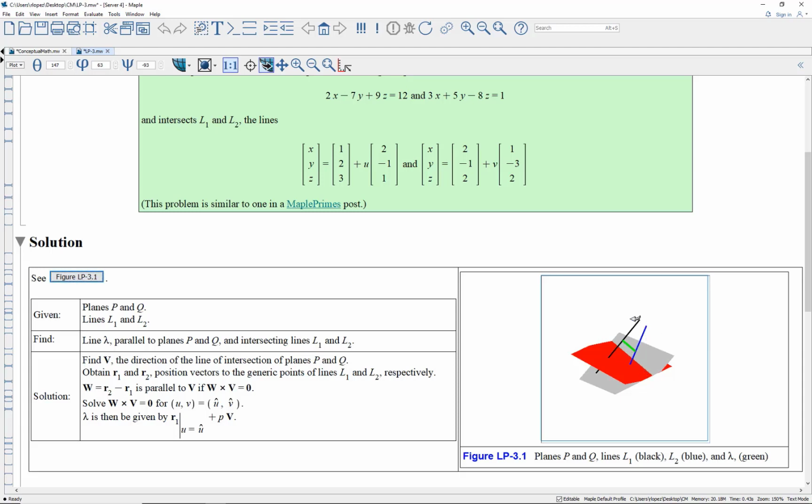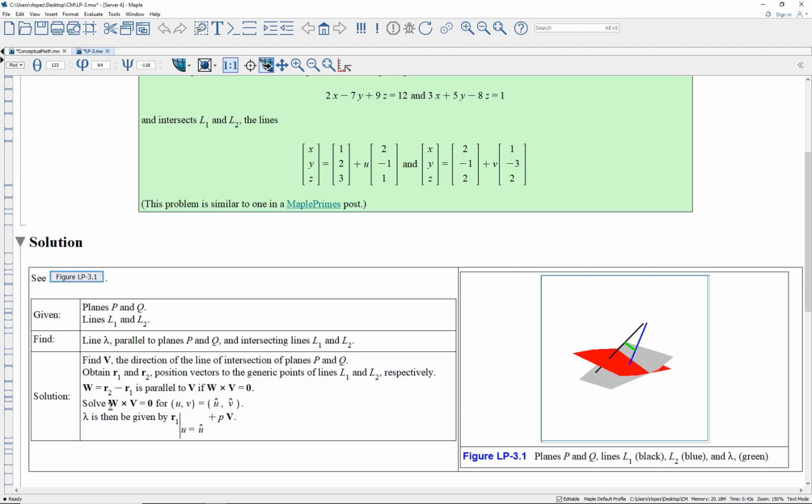Now here are the two given lines, and we have to have an intersection with both these lines. So if we could get the general point here and the general point here, we could figure out intersections. Let's see how we do that. We'll call V the direction for the line. Get position vectors to these two points, generic points on the two given lines L. The difference is a vector W, and we can make that vector W parallel to the line of intersection of the planes if the cross product is 0.